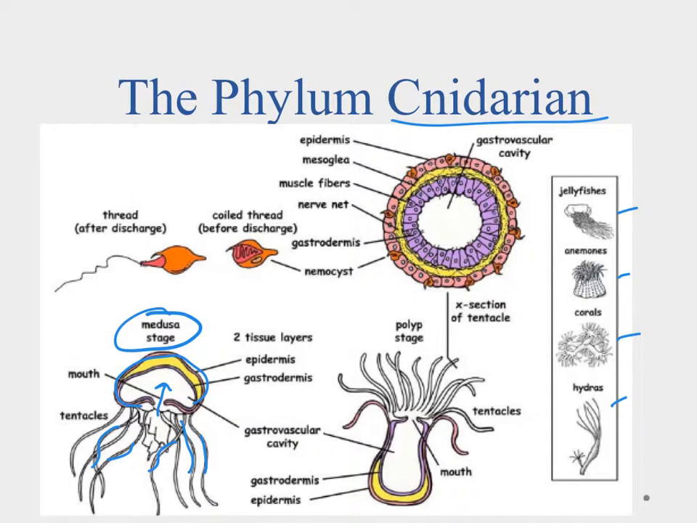The medusa will then land and form the polyp stage, and it's kind of like if we took the medusa and stuck it to a rock upside down. We can see these 2 layers here. The mouth is here, our central cavity here, and then the tentacles are going to be out this way.